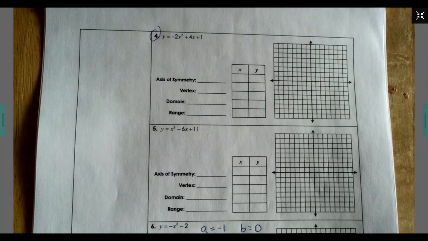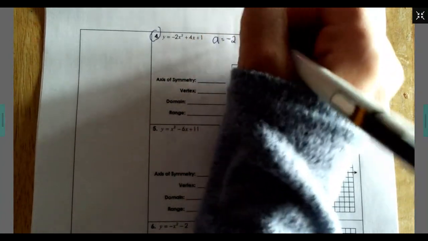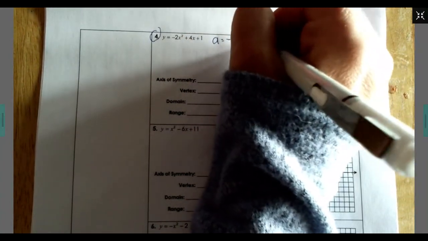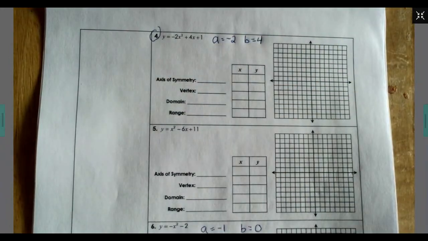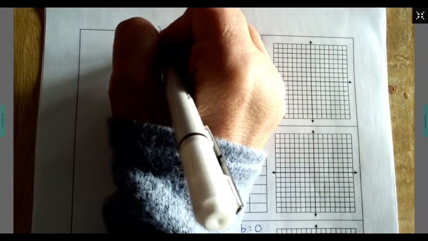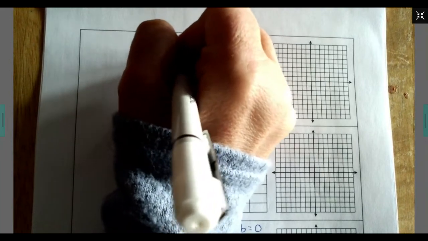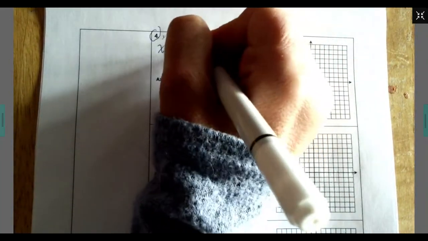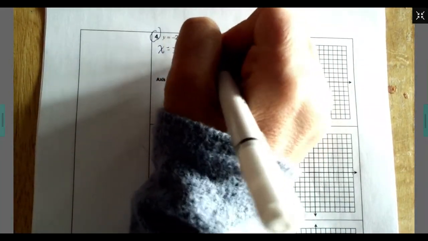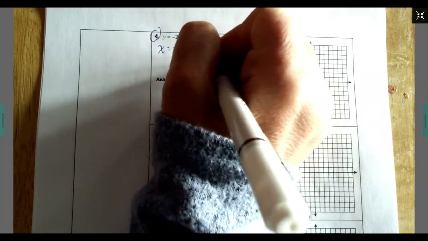Okay, so at this point, you should have finished this question. To do this, we needed to know that a is -2 and b is +4, because a is in front of the x squared, and b is in front of the x. And we always start by doing x equals -b over 2a. So we have -4 over 2 times -2.